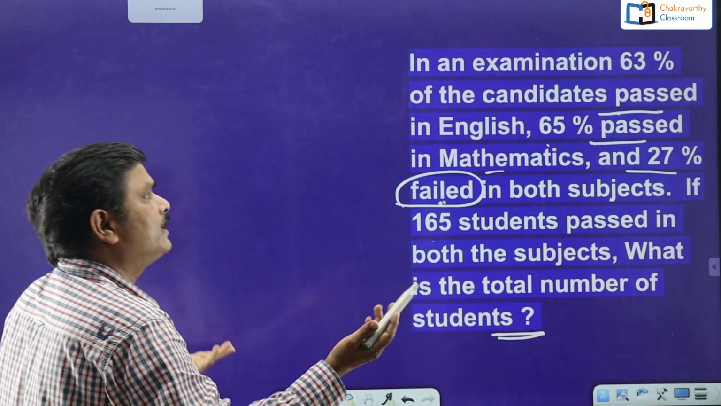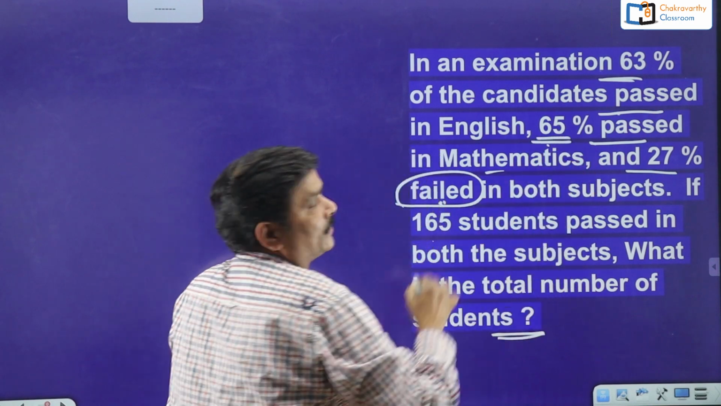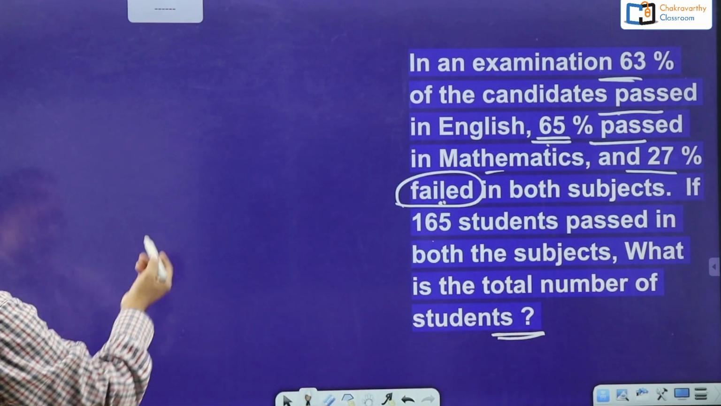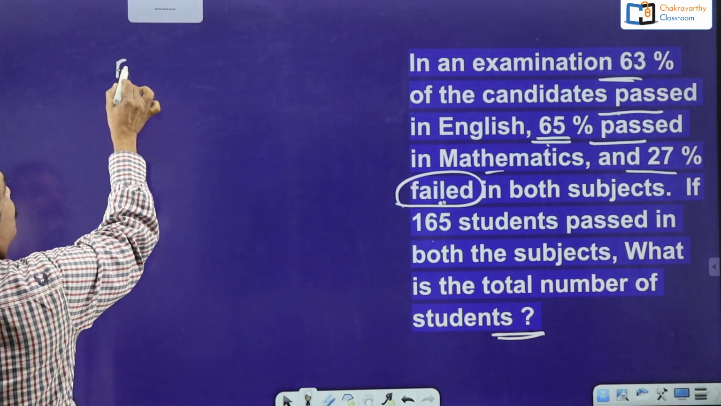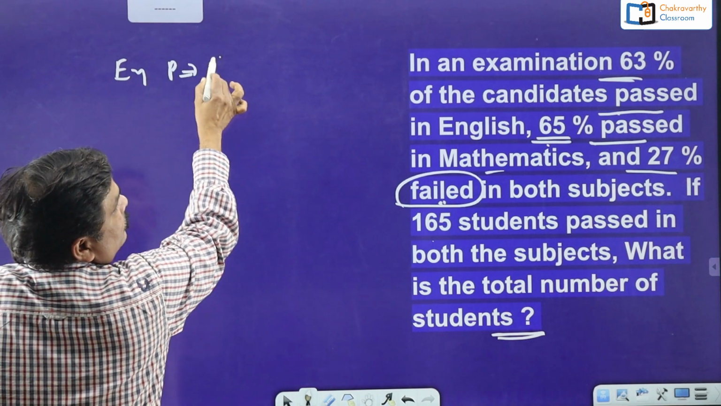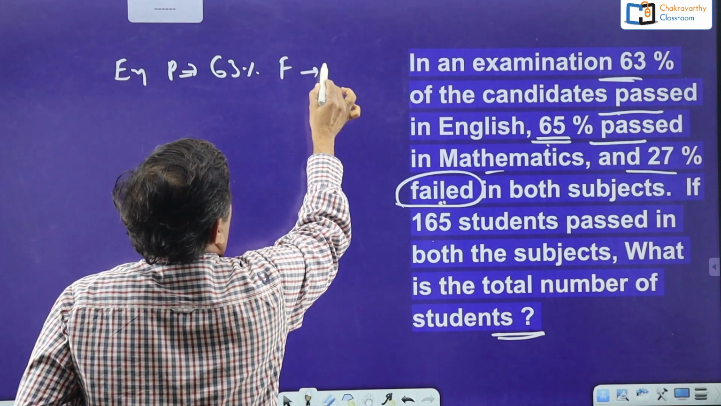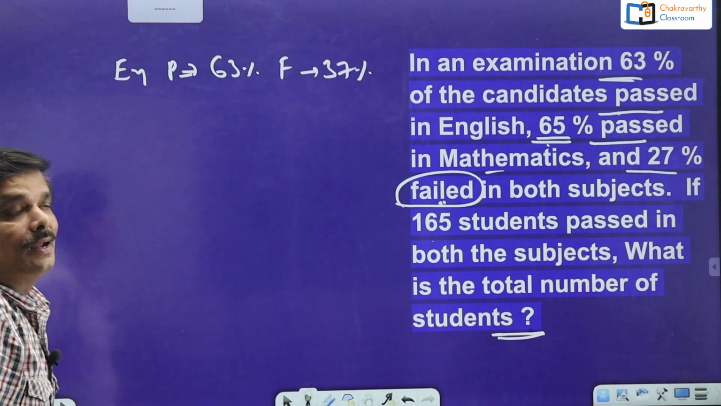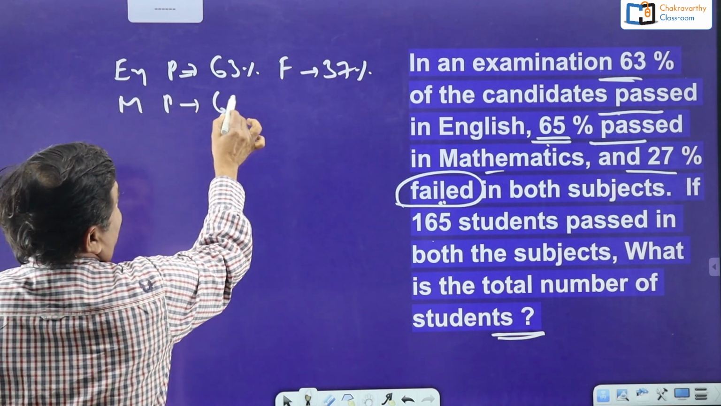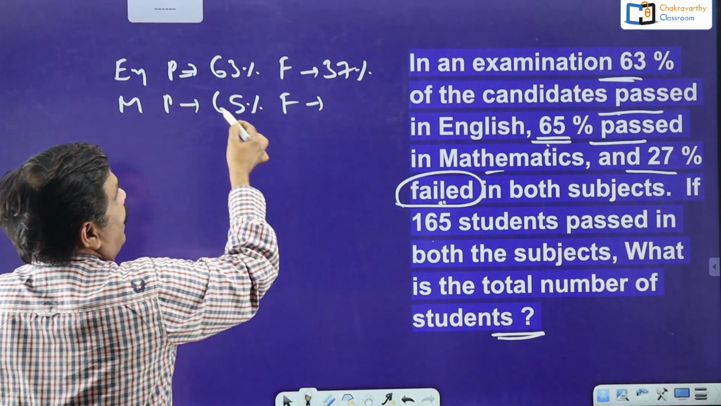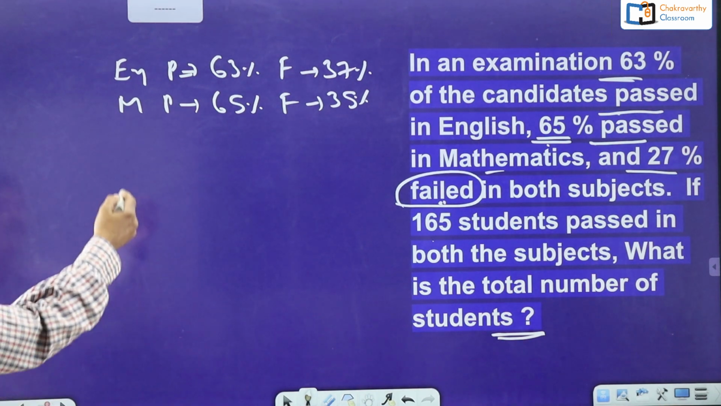How would we go here, students? That's up to you. Now I'm just converting this percentage from pass to fail percentage. In English, 63% of the candidates passed, that means failed is 100 minus 63, that is 37%. As far as mathematics is concerned, they have given passed 65%, that means failed is 100 minus 65, that is 35%. Now go for the Venn diagram here.